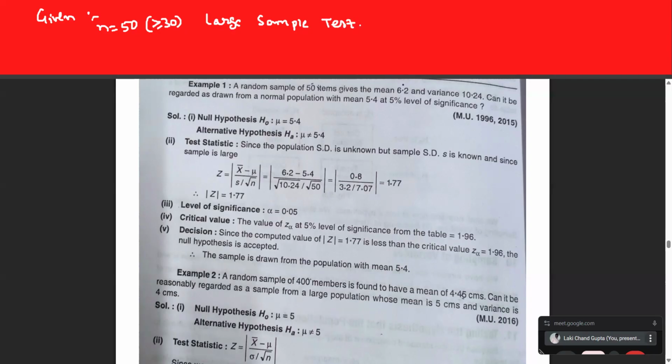So a random sample of 50 gives mean. Mean means sample mean. And variance. You know variance is sigma square, because sigma square is variance. So sigma will be the square root, and when you calculate, you will get 3.2. So indirectly, standard deviation is given as 3.2.